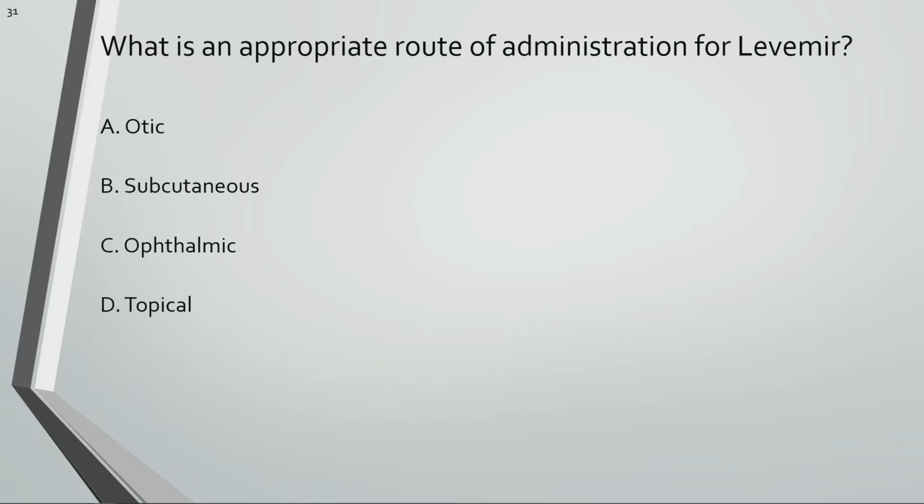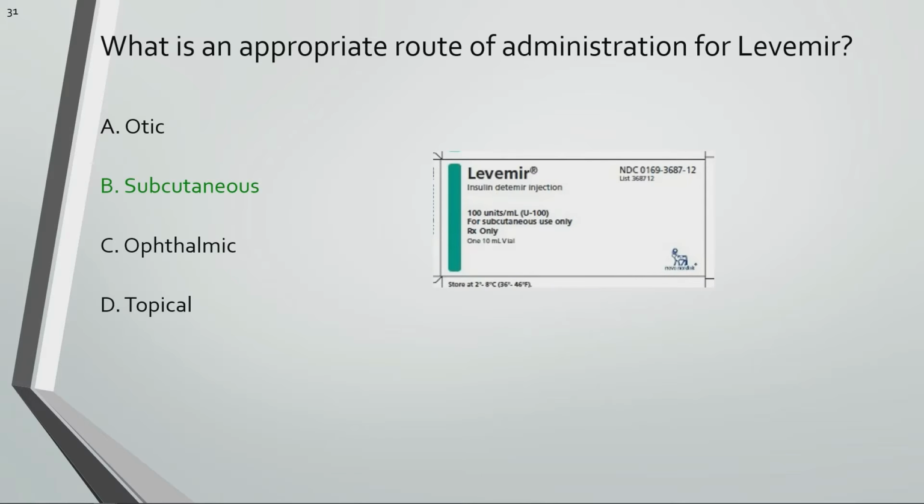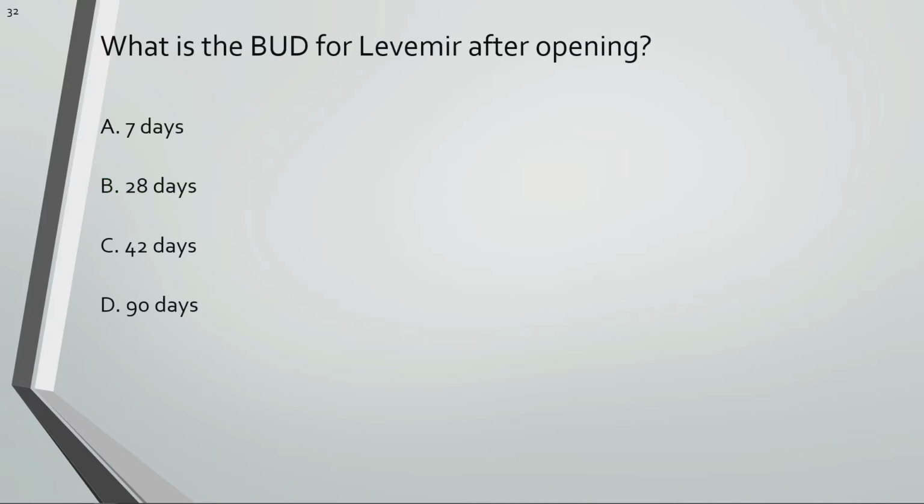What is an appropriate route of administration for Levemir? Levemir is given subcutaneously. What is the beyond use date for Levemir after opening? Most insulins have a beyond use date of 28 days once in use, but Levemir is an exception with 42 days.